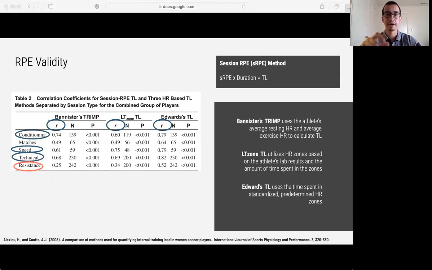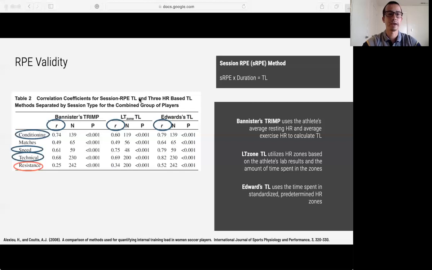So in this study, they compared the SRPE method to heart rate methods, which include Bannister's TRIMP, which uses the athlete's average resting heart rate and the average exercise heart rate to calculate training load. Lactate threshold zone training load utilizes heart rate zones based on the athlete's lab results prior to these sessions, and then they take the amount of time spent in different zones based on lactate threshold to calculate this training load. Edwards training load uses the time spent in standardized predetermined heart rate zones for each athlete.